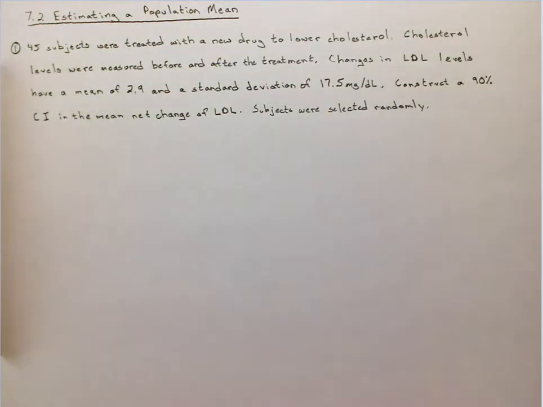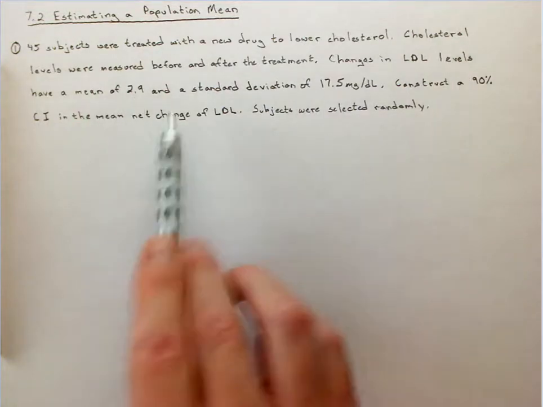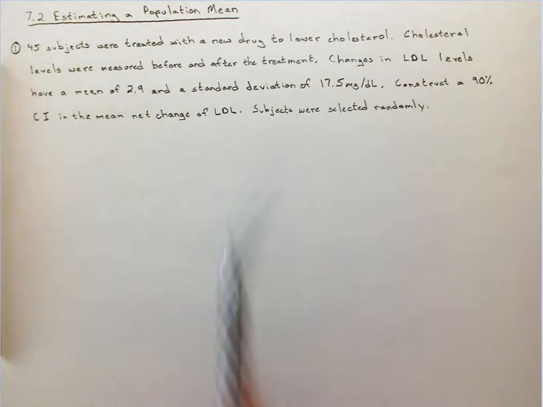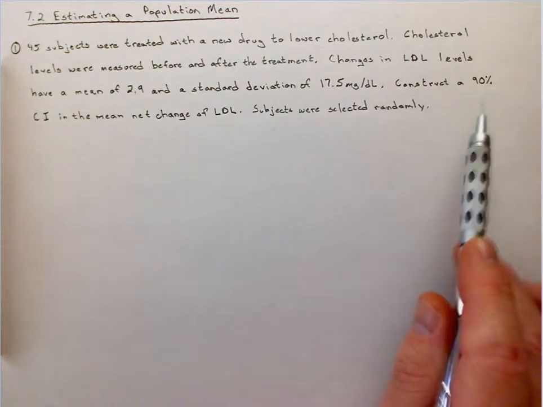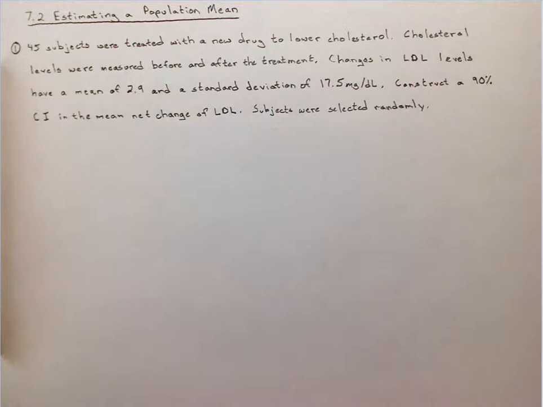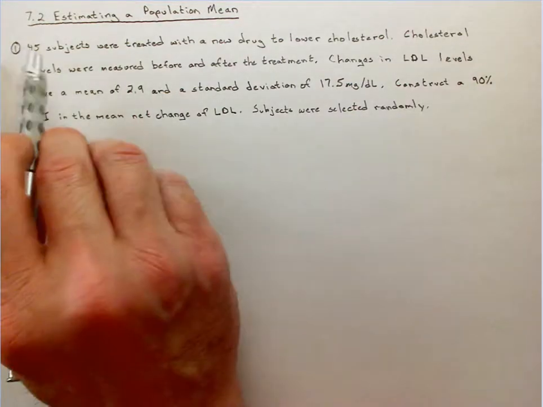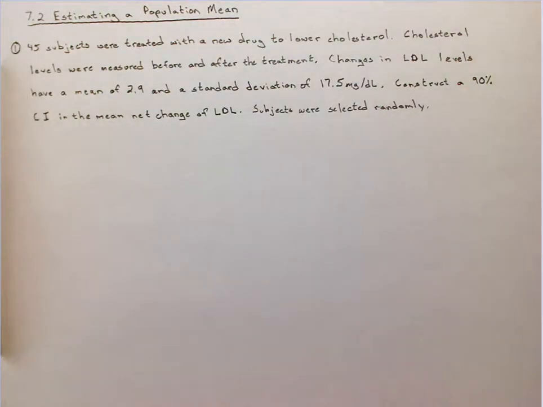So 45 subjects were treated with a new drug to lower cholesterol. Cholesterol levels were measured before and after the treatment. Changes in LDL levels have a mean of 2.9 and a standard deviation of 17.5 milligrams per deciliter. Construct a 90% confidence interval in the mean net change of LDL. Subjects were selected randomly. Alright, so as long as our sample size is greater than 30 and it's random, then we are good to go with our test.